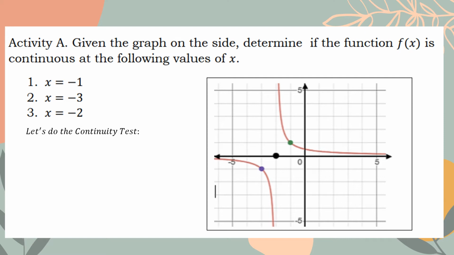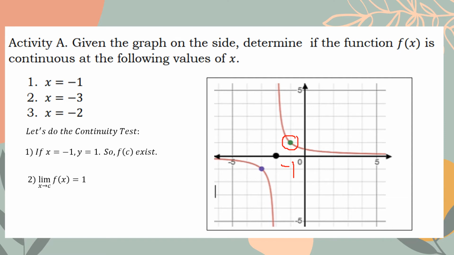So let's do the continuity test. Number 1. If x is equal to -1, let's try to find out. If this is 0, to the left, this is -1, right? If x is equal to -1, what is our y value? Obviously, that is +1. So our answer here is y equals 1. So f of c exists. We can also say f of -1 exists.